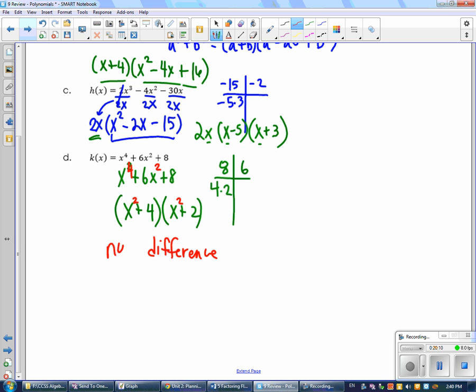So let me write not difference of squares or cubes. If it was, then I'd be able to factor it a little bit further. But this is as far as I can go with this problem.